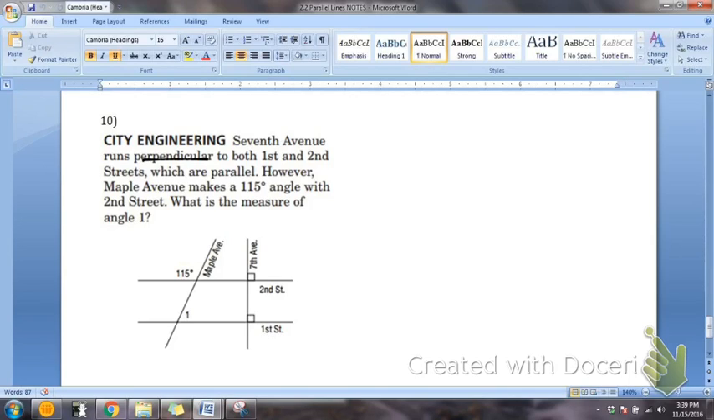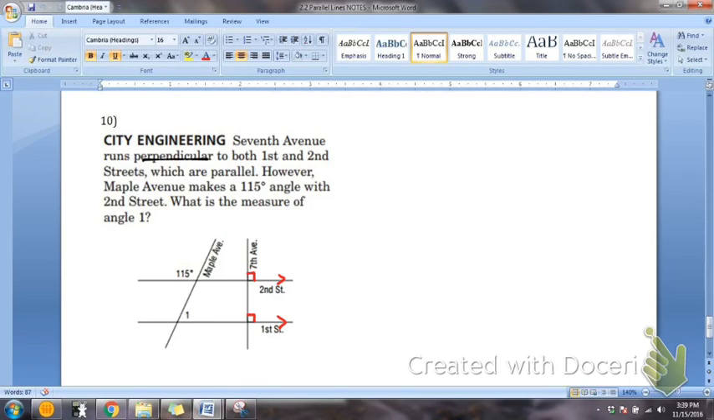And notice in our diagram, they've already given us right angles here because they're perpendicular. And 1st and 2nd streets are parallel. So let's go ahead and mark that these two lines are parallel. You can draw arrows that are not little triangles. That also means parallel. It says, however, Maple Avenue makes a 115-degree angle with 2nd Street. What is the measure of angle 1?